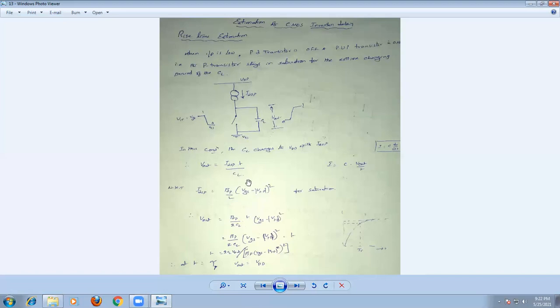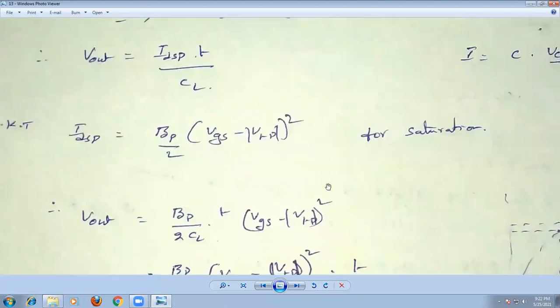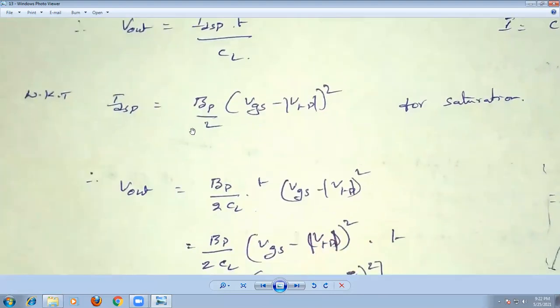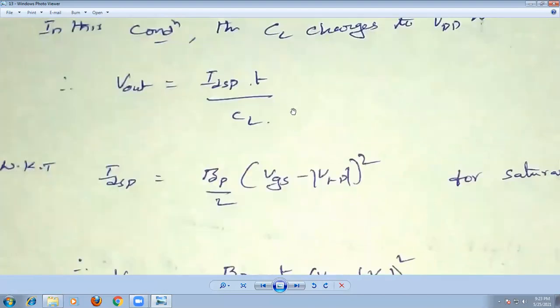As you know, IDSP is the current of the transistor in saturation for this input voltage. So we have beta P by 2 into (VGS minus the magnitude of VTP) whole square, because the transistor is in saturation. Now, substituting this equation in this equation.